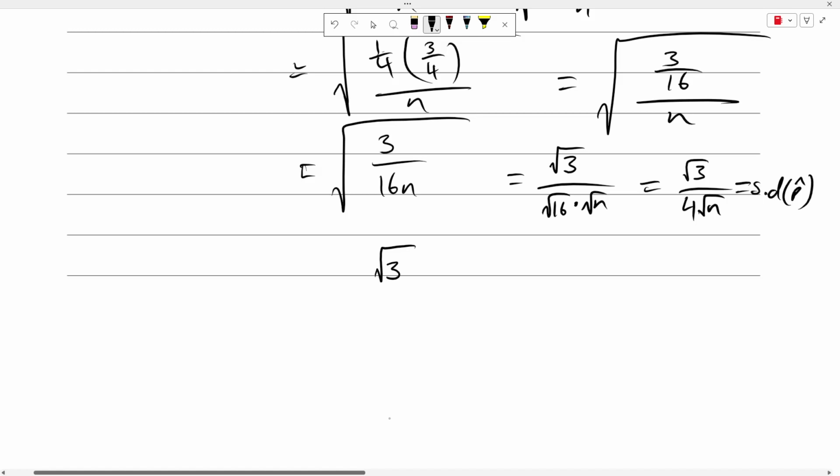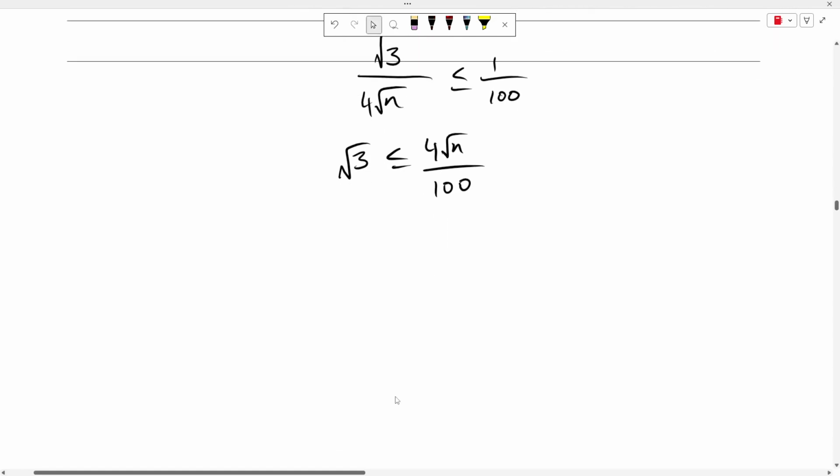And we want the standard deviation of p hat to be less than or equal to 1 over 100. So we want square root of 3 over 4 times square root of n to be less than or equal to 1 over 100. We can multiply both sides of this inequality by 4 times root n, because 4 times root n is a positive quantity, so it's not going to change the direction of the inequality. So we're going to get root 3 is less than or equal to 4 times root n divided by 100.